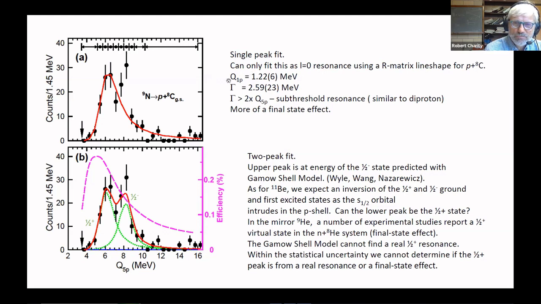If you look at what we got for the peak parameters, so the proton plus carbon. Sorry, Bob. Can you finish in 5 minutes?